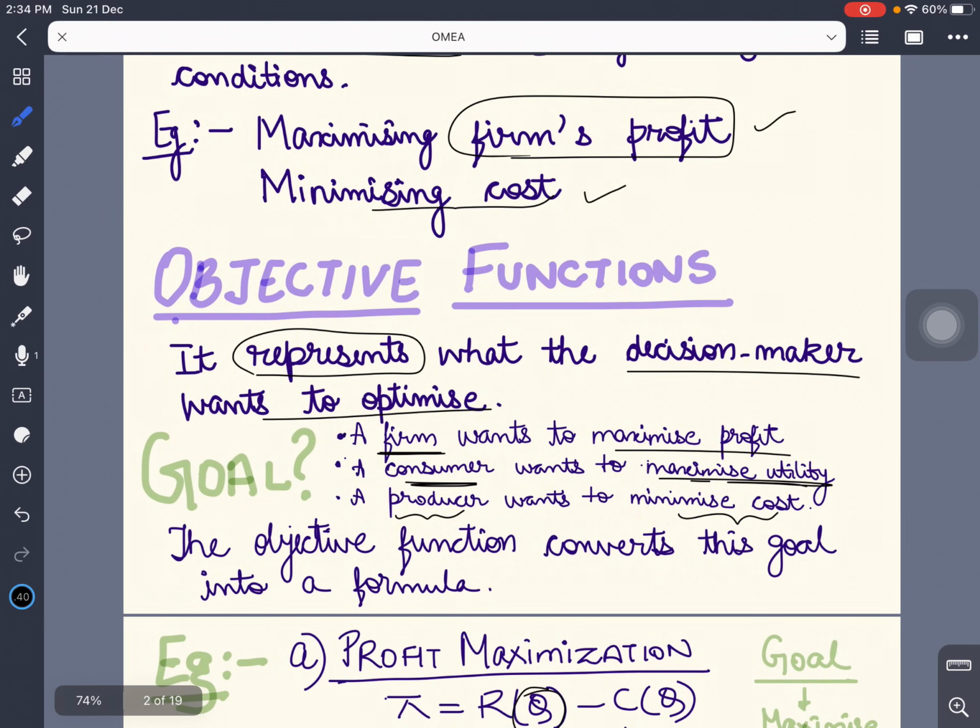So the goal for the firm is to maximize profit, the goal of the consumer is to maximize utility, the goal of the producer is to minimize cost. So the objective function is going to convert this goal into a formula.